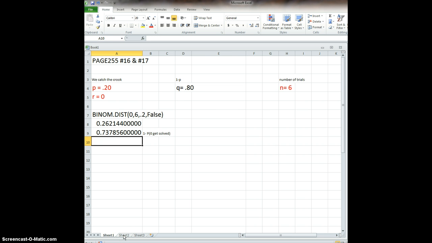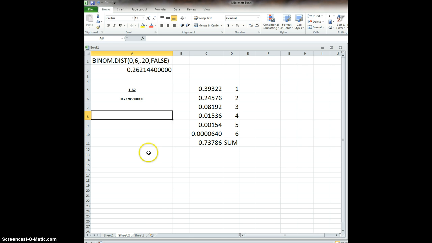All right, I showed it here also in sheet 2 really quick. So again, the chances that 0 gets solved, and then you just do 1 minus that to quickly figure out the chances of at least 1 being solved. Or the other way is a lot longer. You could figure out the chances of 1 being solved. See, I typed in 1 here. Chances of 2 being solved, the chances of 3 being solved, 4 being solved, 5, etc. You add those up, that's the chances of at least 1 being solved, which you see it's the same either way.